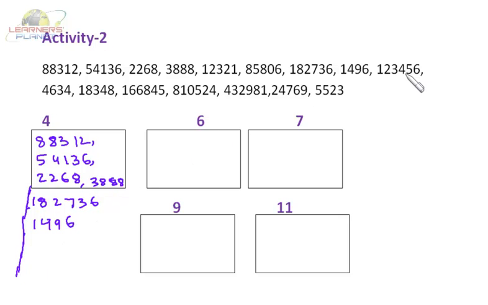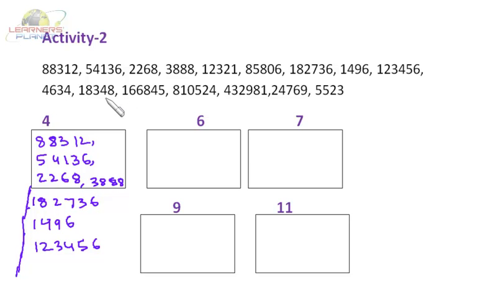Now in this case, 1, 2, 3, 4, 5, 6. The last two digits are 56. Now 56 is multiple of 4. That means the complete number will be multiple of 4. So just write it over here. It's 1, 2, 3, 4, 5, 6. Okay. Now 4634. The last two digits are 34. Now 34 is not multiple of 4. That means this number will not be multiple of 4.